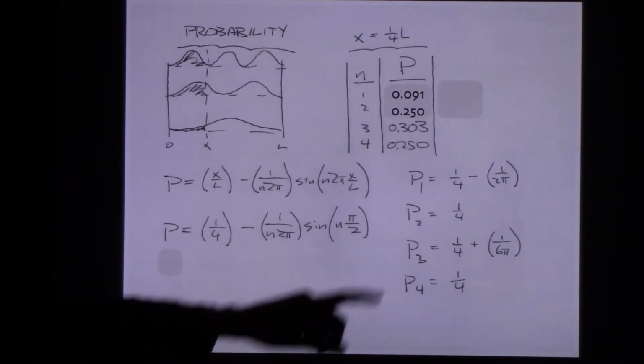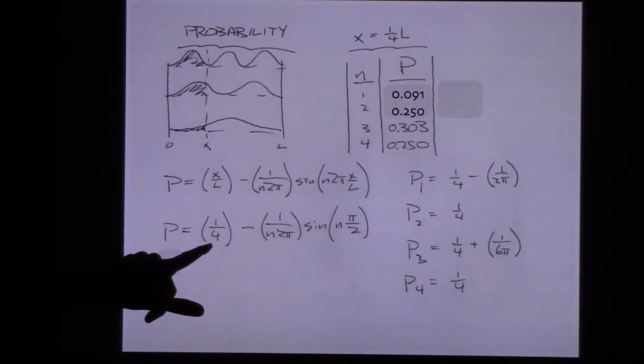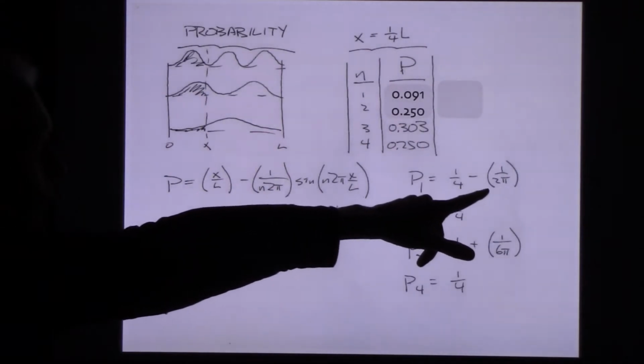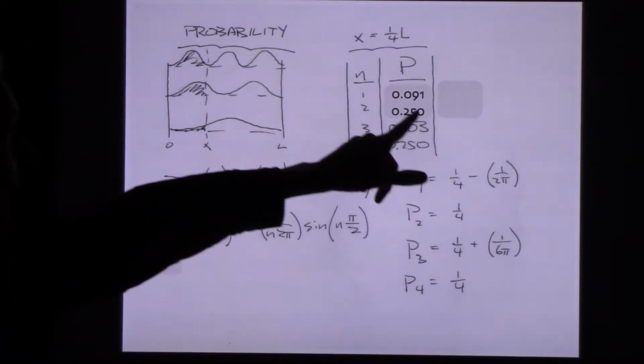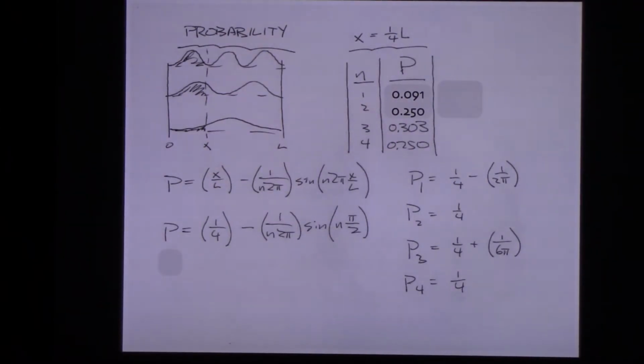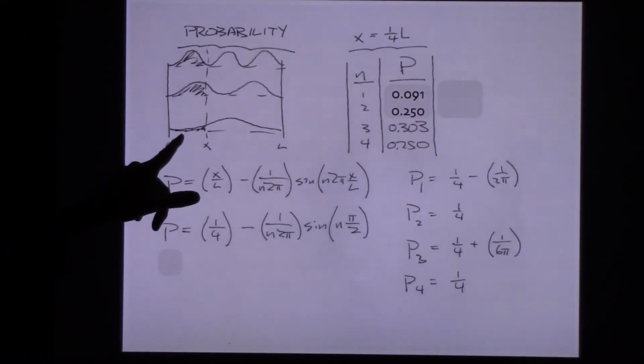So, for example, quantum state number 1, the probability will start off as 1/4, but then we have to subtract off 1 over 2 pi. And when I did that, I ended up with 0.091. So this is the one that we said might be substantially less than 25%, and it looks like our prediction was right. So this is only 9% here.